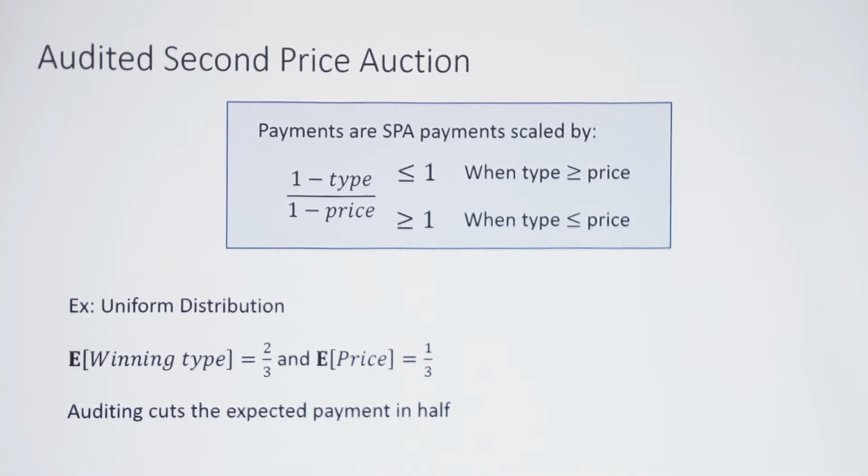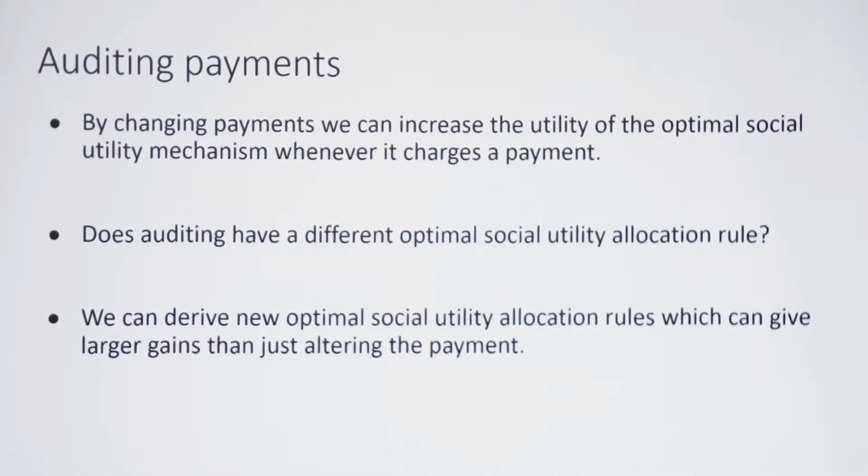And just to give an example of how much auditing can save you for payments, if we look at the uniform distribution with 2 agents, the expected winning type is 2/3, and the expected price is 1/3. So auditing cuts the expected payment in half. So now we've seen how auditing can affect the payments of second price auction, and in fact, using a similar strategy, we can lower the payments of any auction which charges a payment, including the optimal social utility mechanisms.